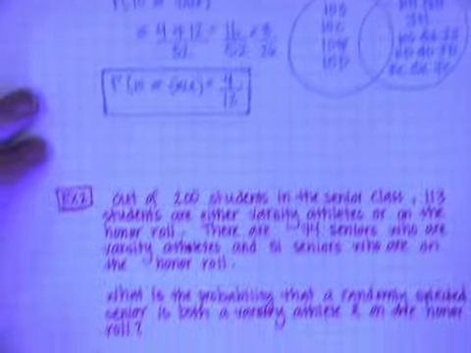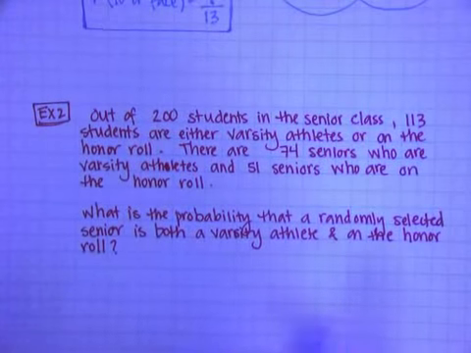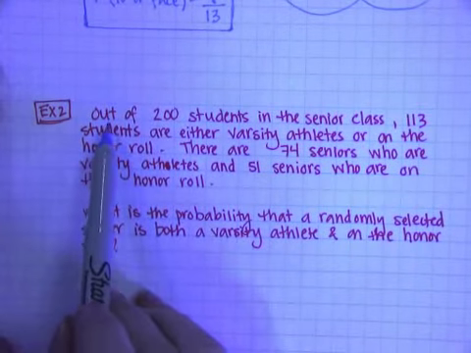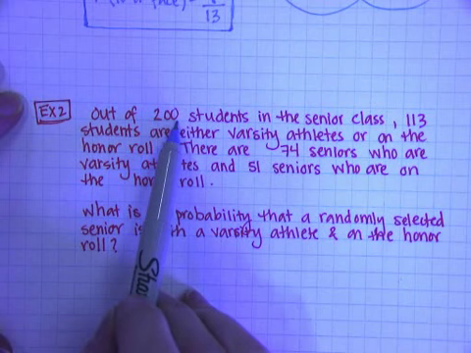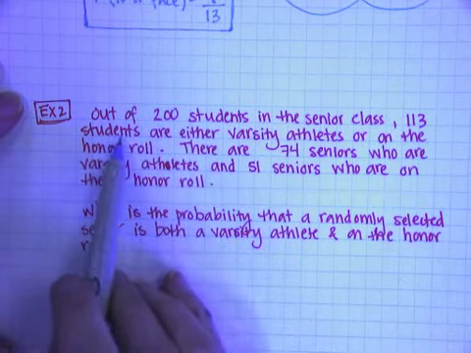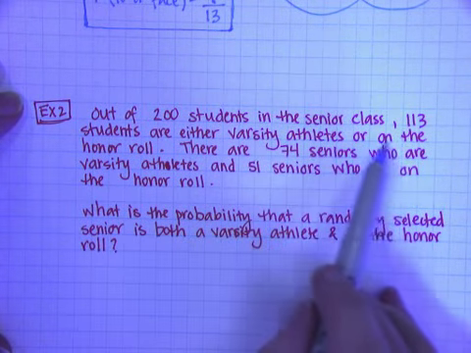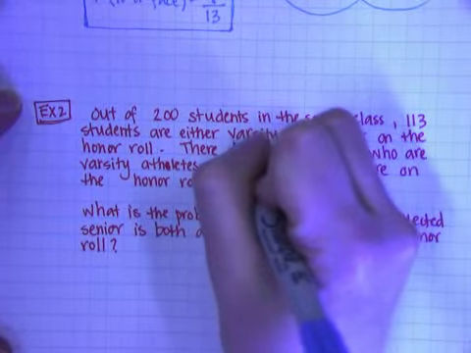Now another type of example where we can do the same thing, it doesn't look as straightforward. So we get, out of 200 students in the senior class, 113 students are either varsity athletes or on the honor roll.